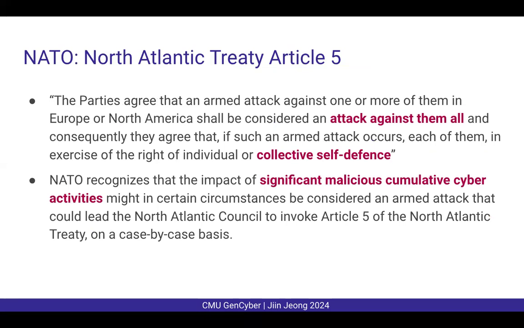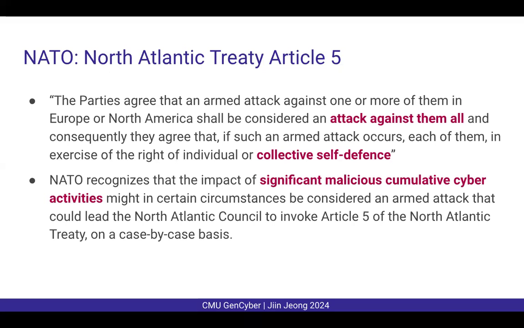So I talked about Article 5 of NATO. If we read into the article, it reads, the parties agree that an armed attack against one or more of them in Europe or North America shall be considered an attack against them all. And consequently, they agree that if such an armed attack occurs, each of them, in exercise of the right of individual or collective self-defense... So the idea of collective self-defense is really crucial when it comes to NATO.